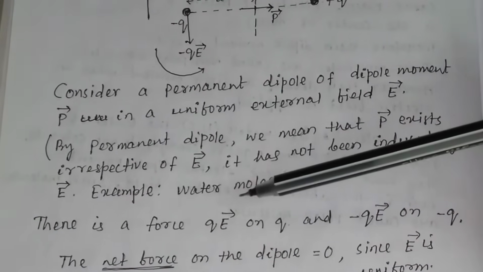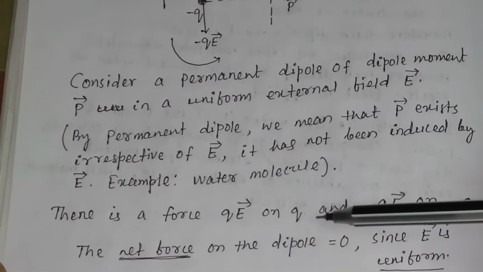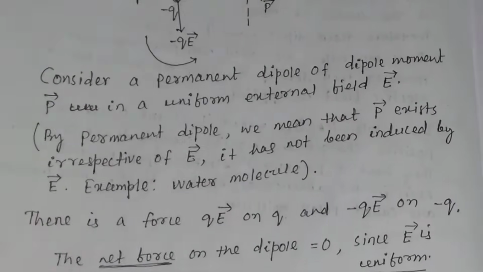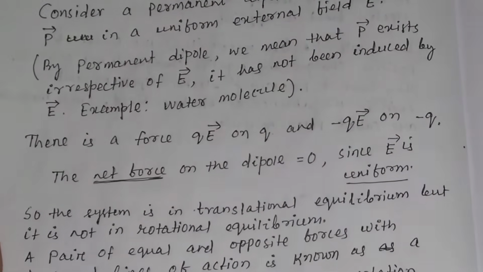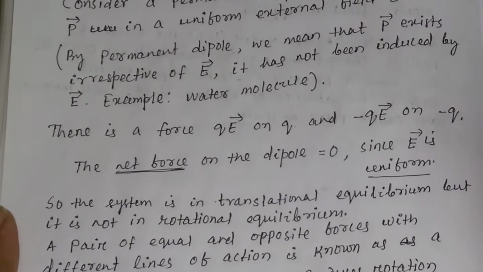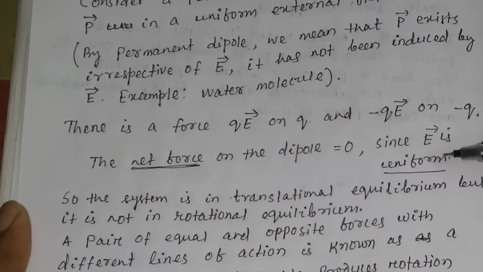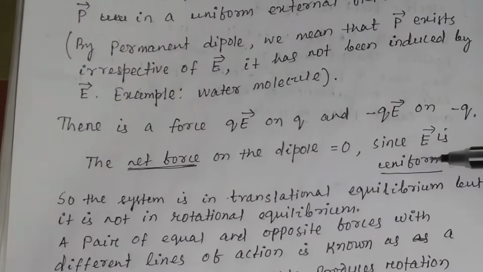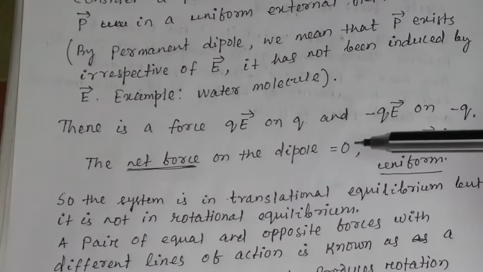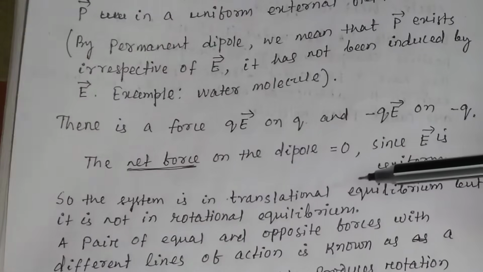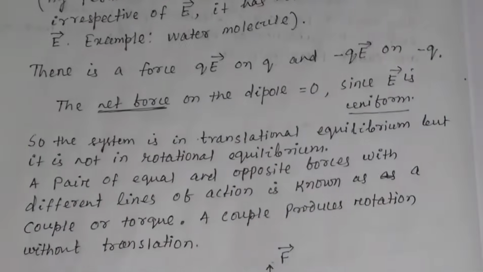So I have shown you that there are two forces. One is qE on charge q, and another force is minus qE on charge minus q. So what will be the net force on the dipole? The net force on the dipole is equal to 0, because the field is uniform or constant. And we know from mechanics, if the net force is equal to 0, the system is in translational equilibrium, but it is not in rotational equilibrium.